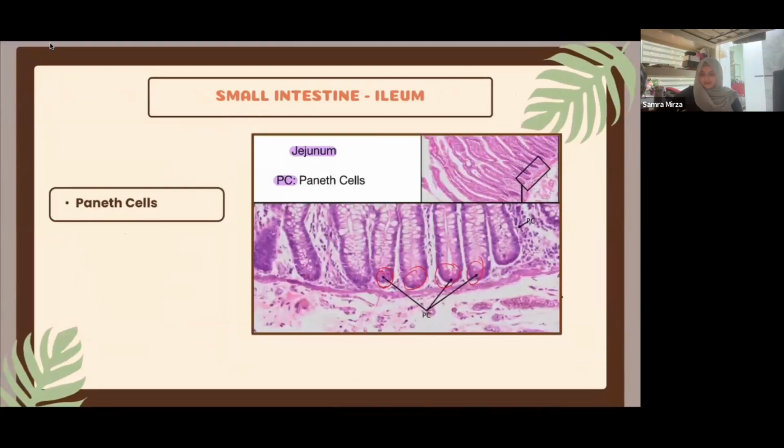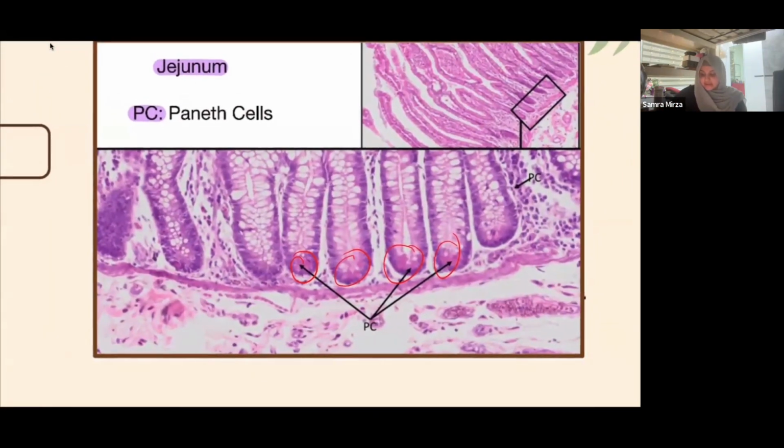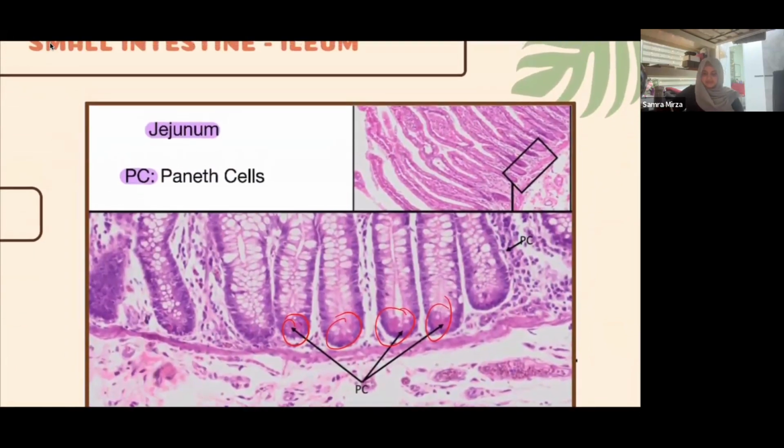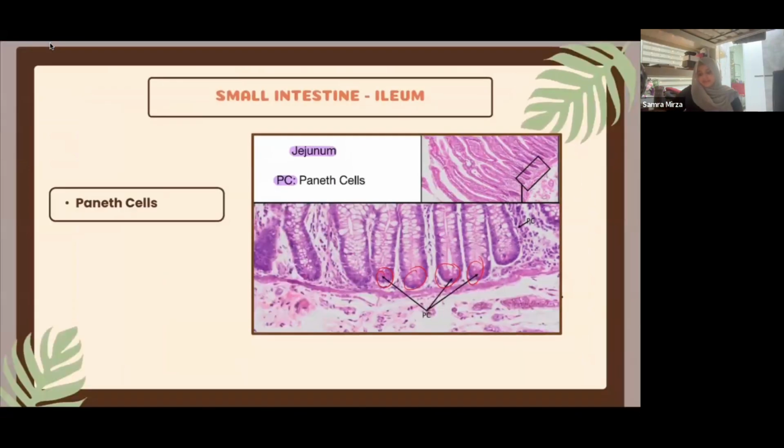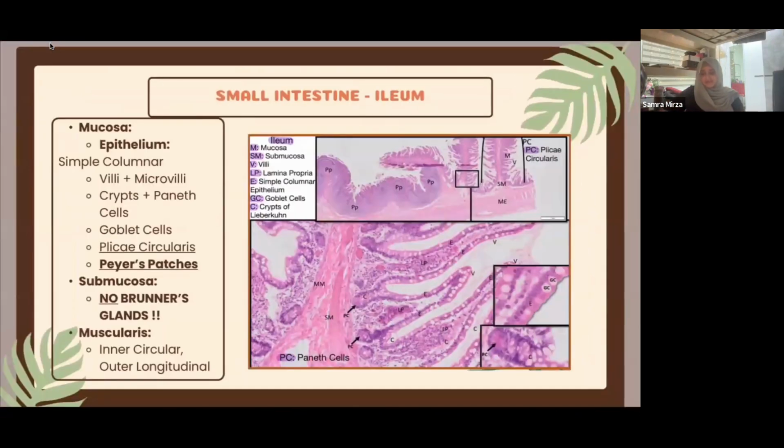Moving on, I showed you the Paneth cells. You can also notice that the goblet cells are heavily packed in the jejunum. As you move along the small intestine, the goblet cells increase. And then we come to the ileum.